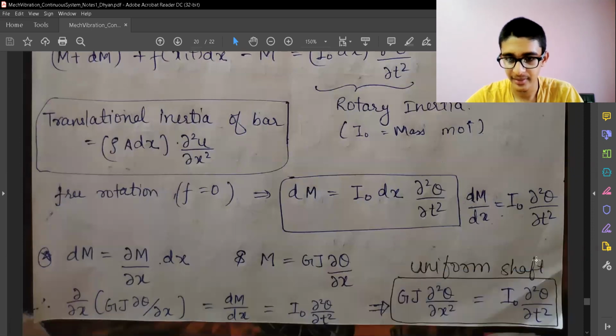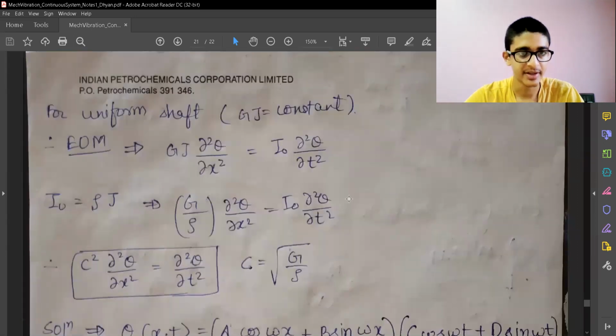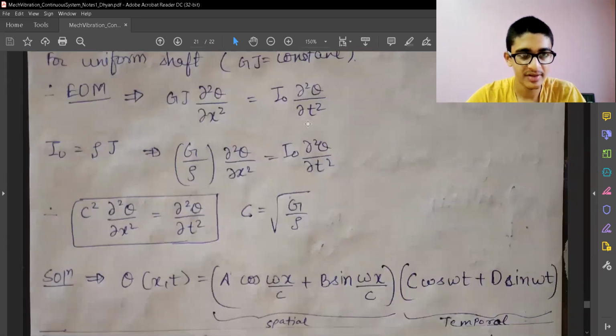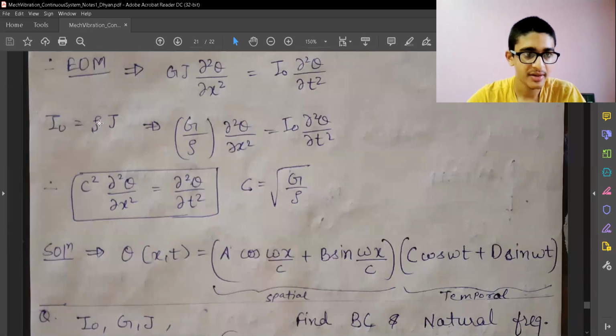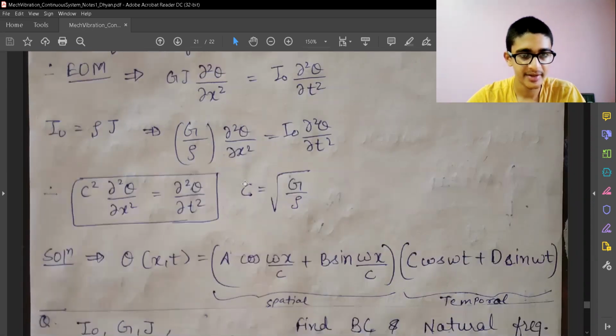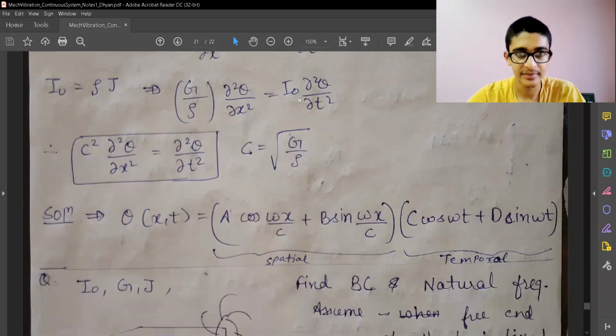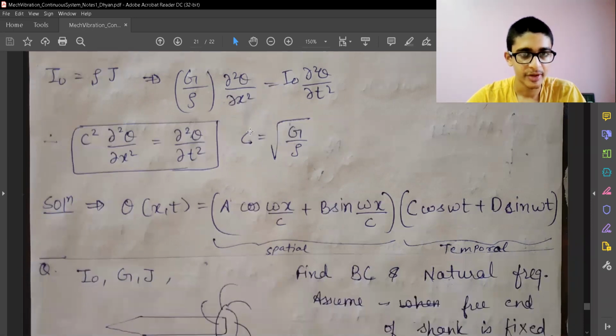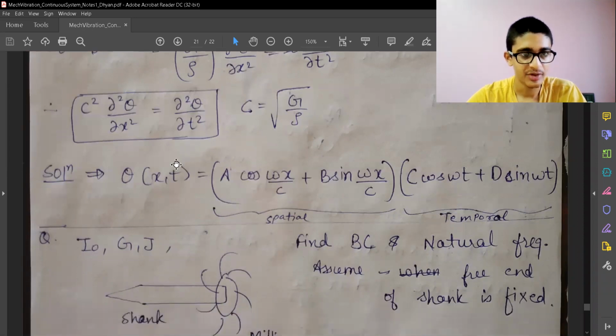GJ del square theta by del x square is equal to I naught del square theta by del t square. So now for a uniform shaft, we have got the equation. I naught is rho J, and if I make manipulations I get G by rho into del square theta by del x square is equal to del square theta by del t square. Now I'm going to define c as the square root of G by rho.